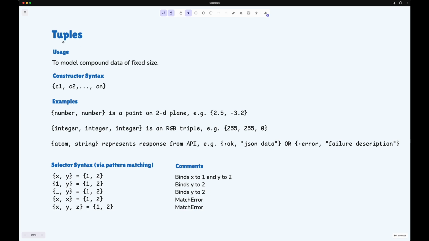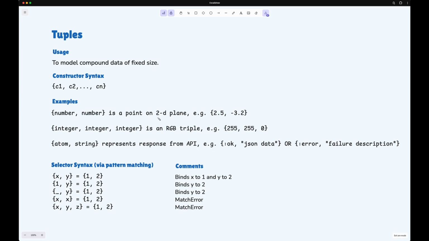Now we are going to look at compound data structures to model information that naturally comprises two or more individual pieces of data. The first one for us is tuple, which is used to model compound data of fixed size. So what do I mean by fixed size? Meaning the number of components is not expected to change as the program executes.